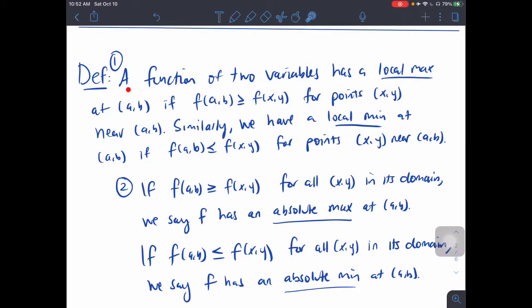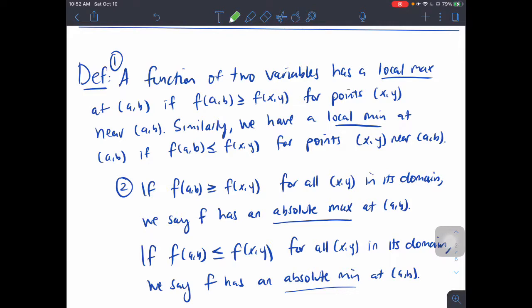It says a function f of two variables has a local max at a point (a, b) if the output value at this point is greater than or equal to all the other output values for points near (a, b). So when you're very close to the point (a, b), the output value, or the z value associated to that point, is the greatest one for all the other z values around it, right?